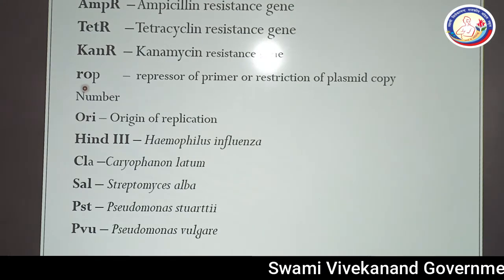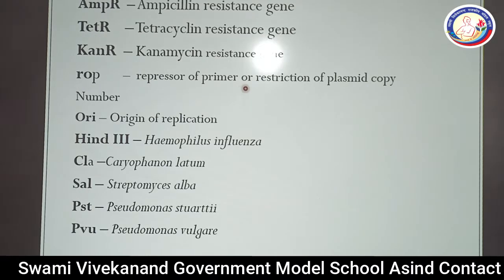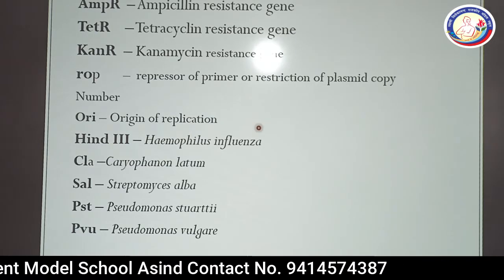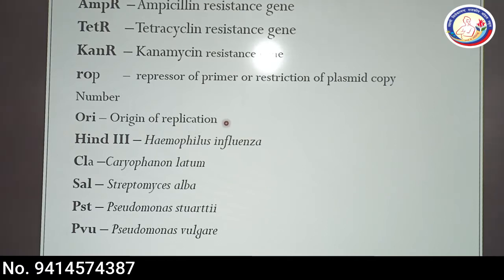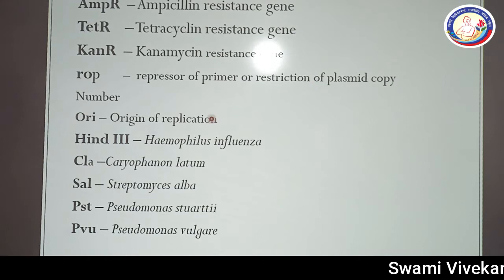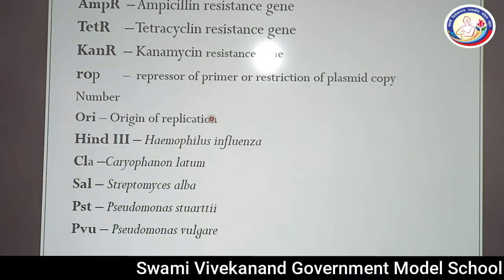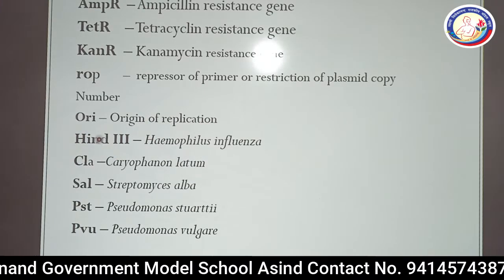The next, as I have already told you, is ROP. This is the repressor of primer, or the restriction of plasmid copy number. The next was ORI, origin of replication. It is a special sequence of nucleotides from which replication is started. These are the important endonuclease enzymes.